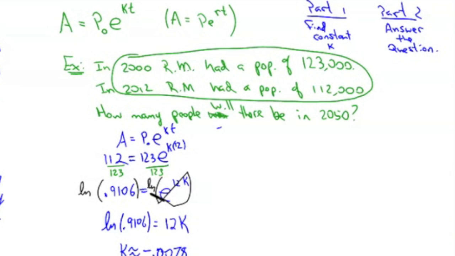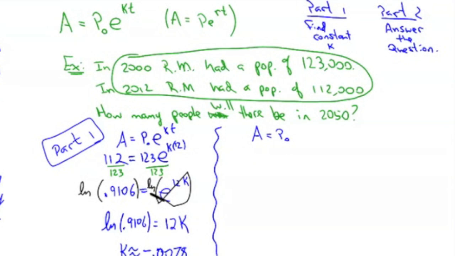All right, so that's part 1. You solve for the constant. In this case, it's called the decay constant because we're going downhill. Then you set up your equation again: A equals P sub 0 e to the kt. Plug in what you know.